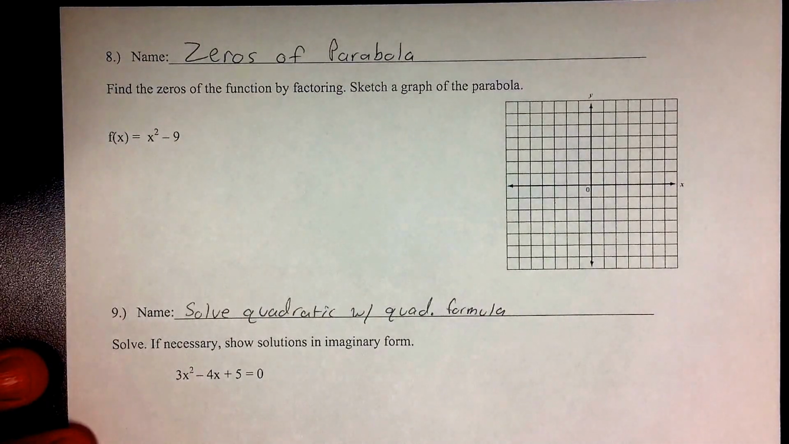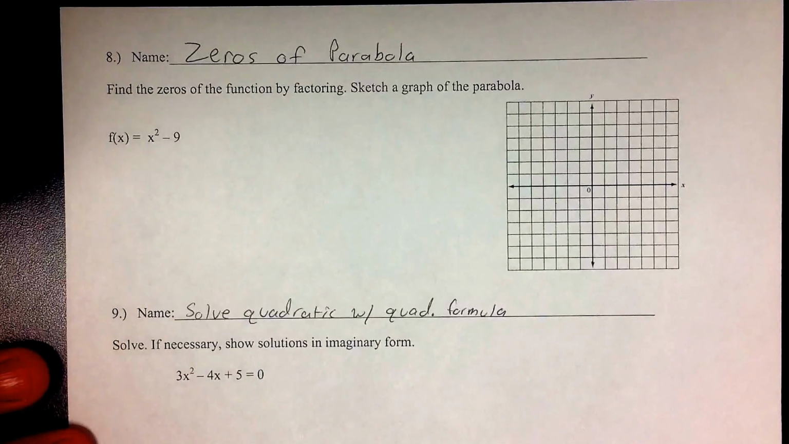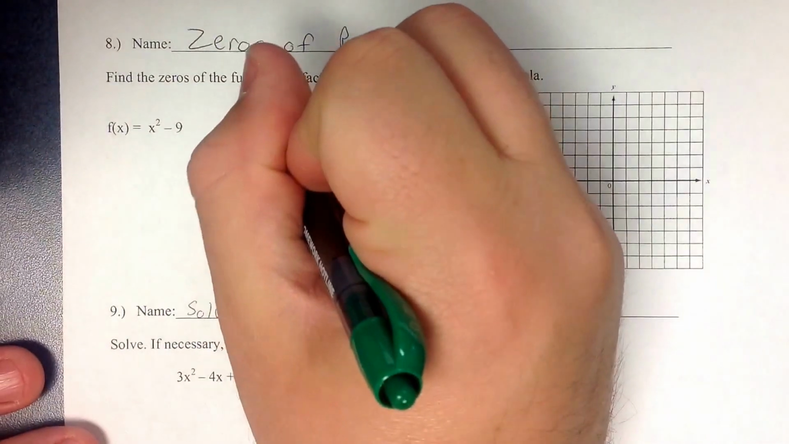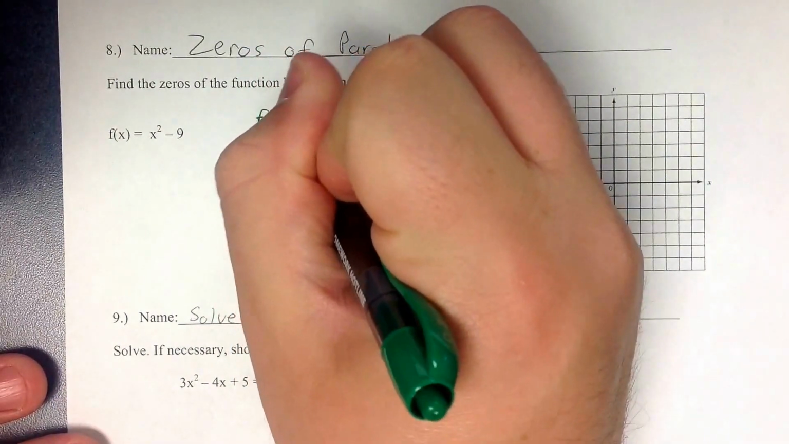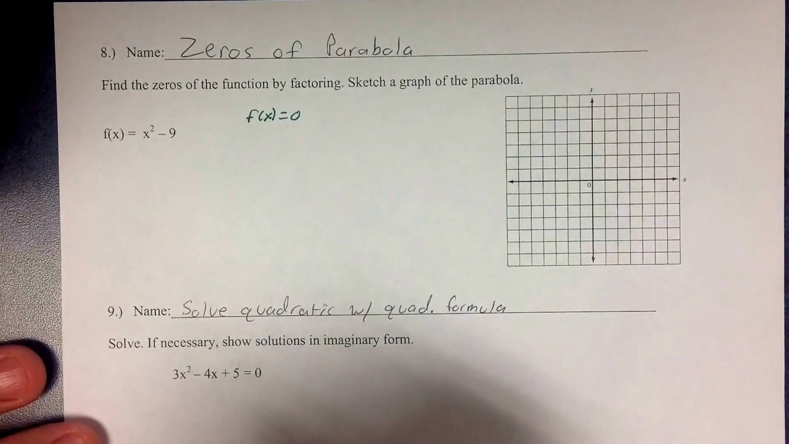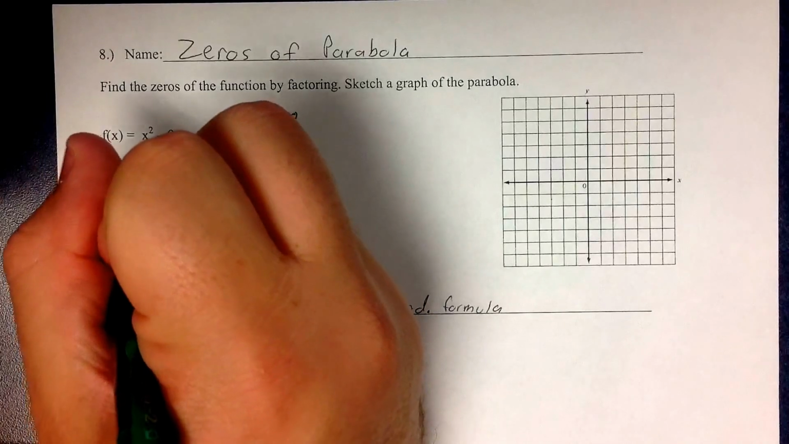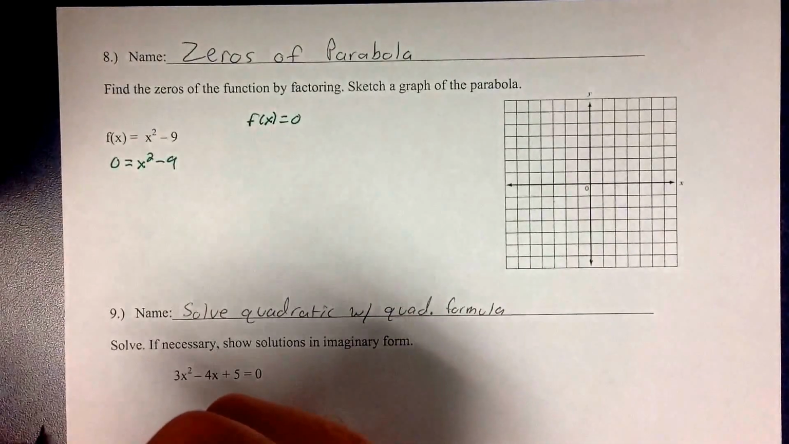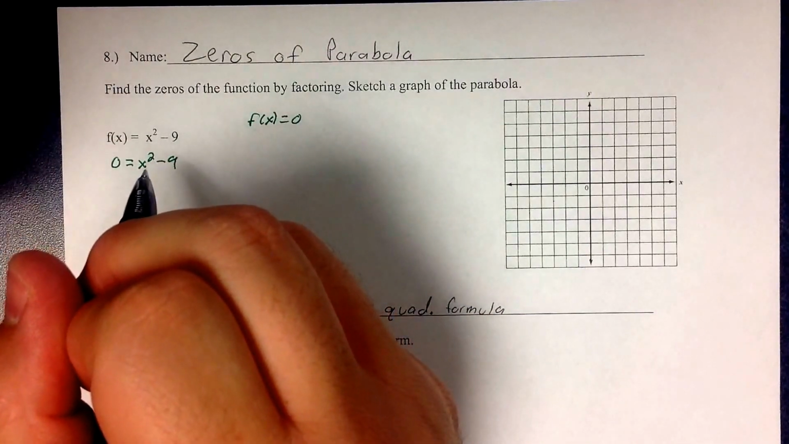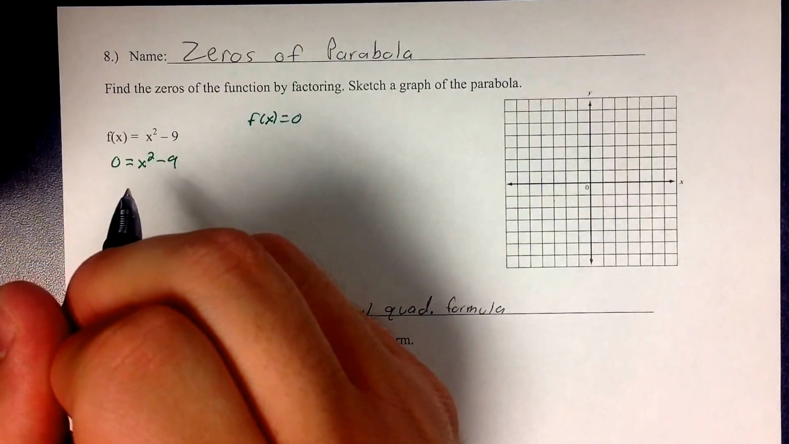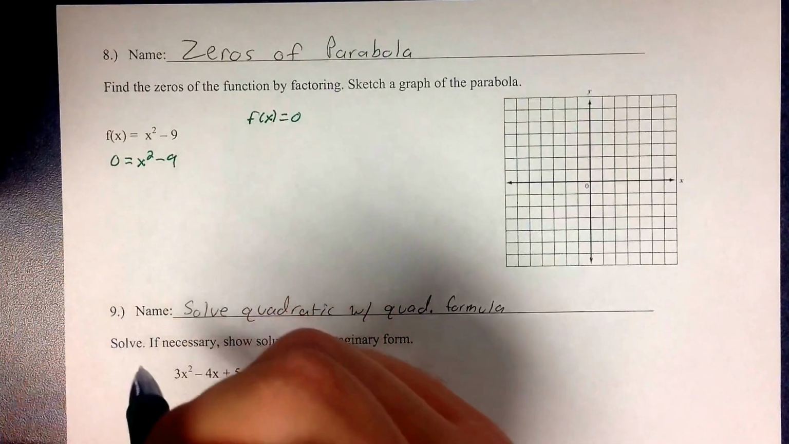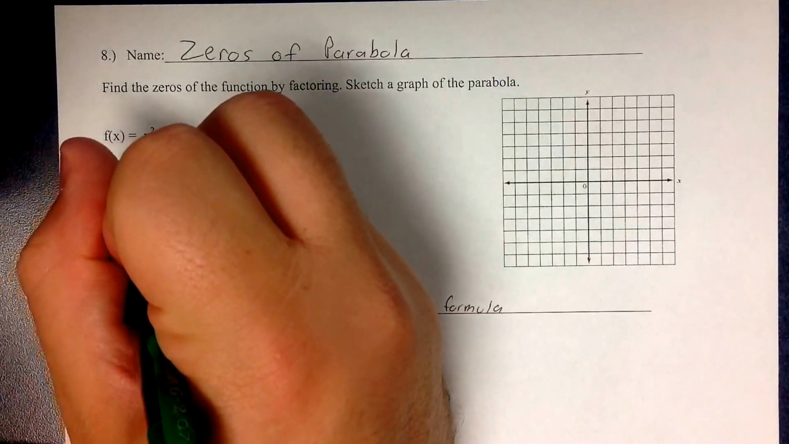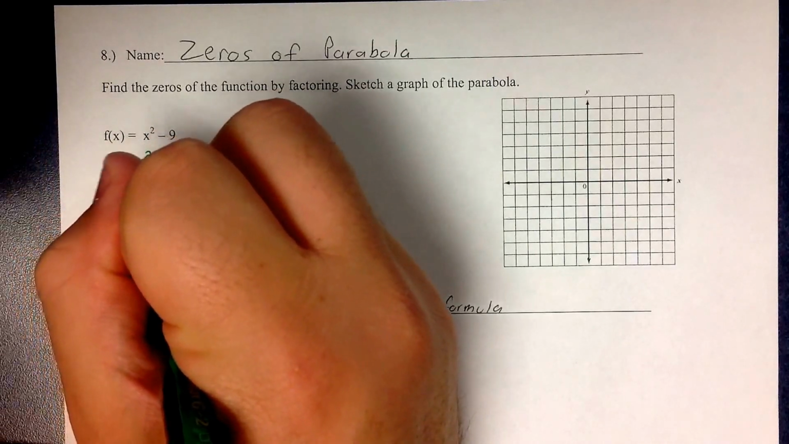Okay, number 8 says find the zeros of the function by factoring and then sketch a graph of the parabola. So again, if we're finding the zeros, that means we want to set f of x equal to 0. So here I'd have 0 equals x squared minus 9. Now, I can just add 9 to both sides and take the square root because I don't have that middle term in my trinomial. So if I add 9 to both sides, I get 9 equals x squared.